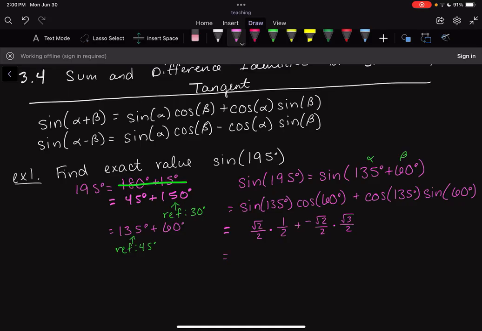If you are having trouble getting any of these fractions that I'm writing down, I would recommend taking a look at 1.4 and also maybe 1.5 or 1.6. That's where we did problems like this. This becomes square root 2 over 4 minus square root 6 over 4. The only thing we can do is write that as one fraction: square root of 2 minus square root of 6 over 4. It cannot reduce any further.